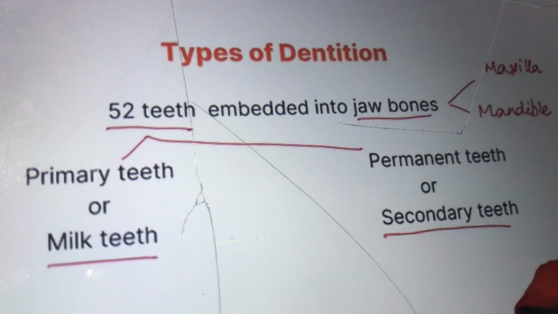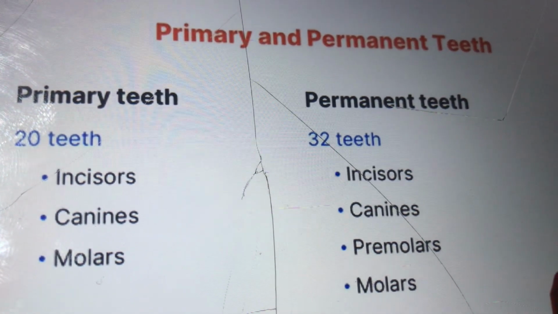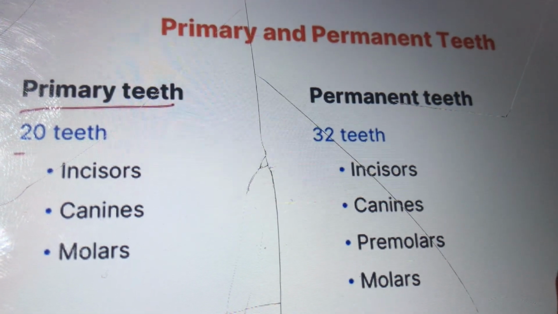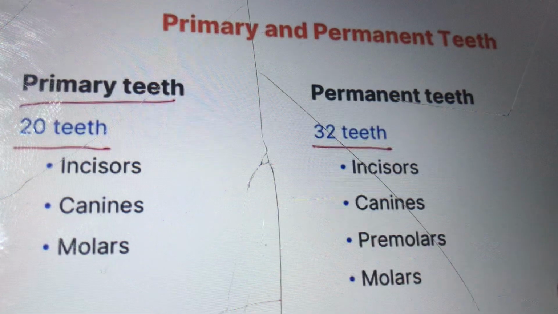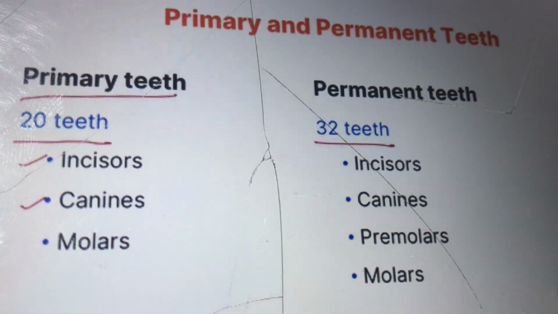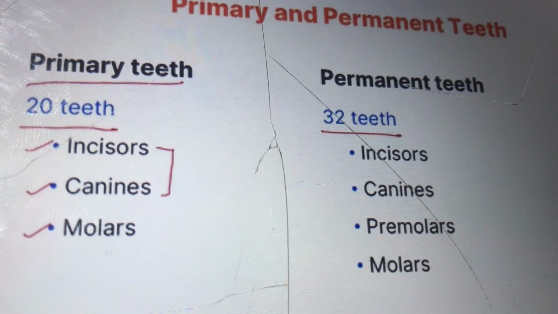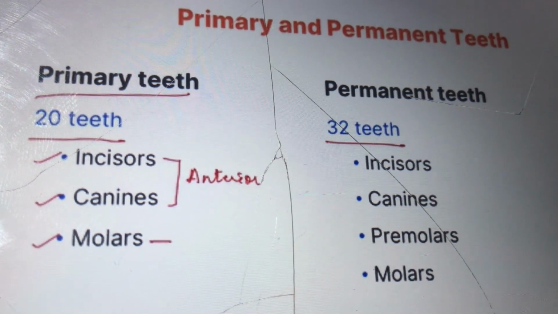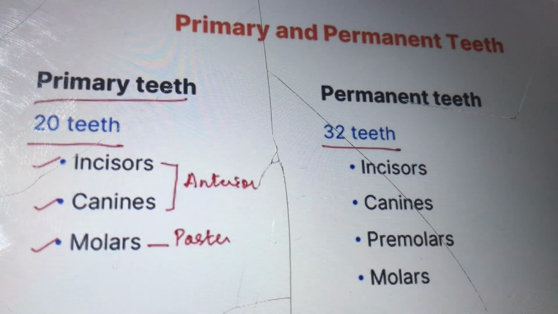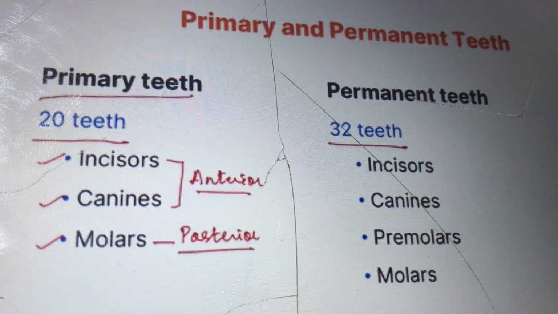Let's go a little more in depth, to try to understand the difference between the primary and permanent teeth in terms of the number and the types of teeth that are present in each dentition. If you see, the primary teeth are only 20 in number, while the permanent teeth are 32 in number. So here we have your incisors, canines, and molars in the primary set of dentition. The incisors and canines constitute your anterior teeth, while your molars constitute your posterior teeth, because they're present behind, and anterior teeth because they're present in the front.